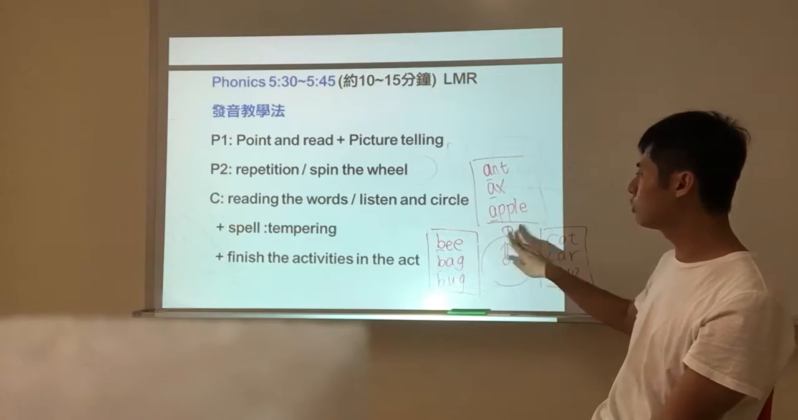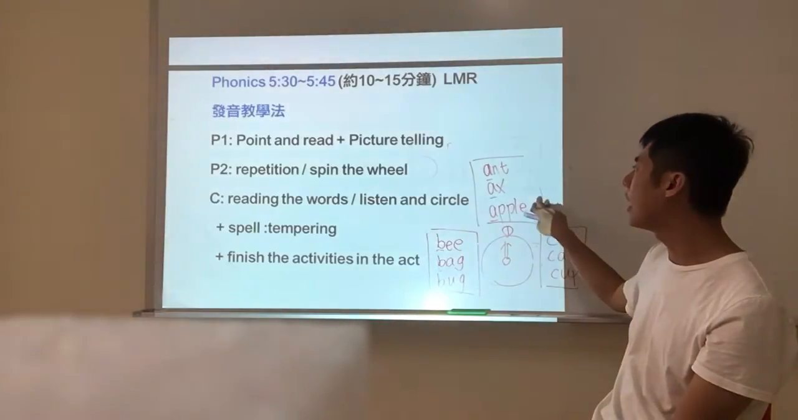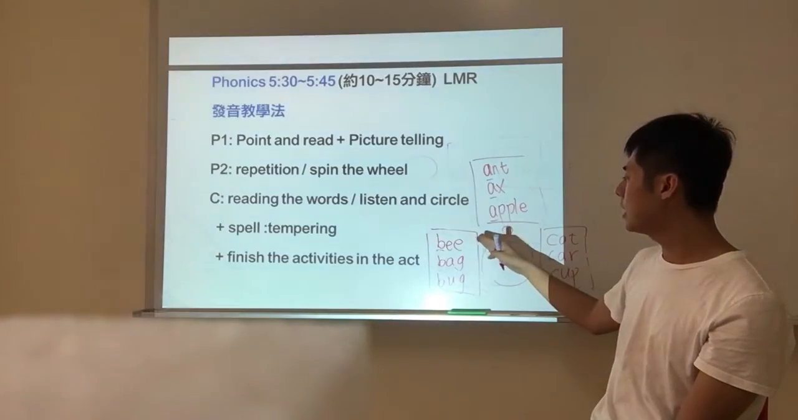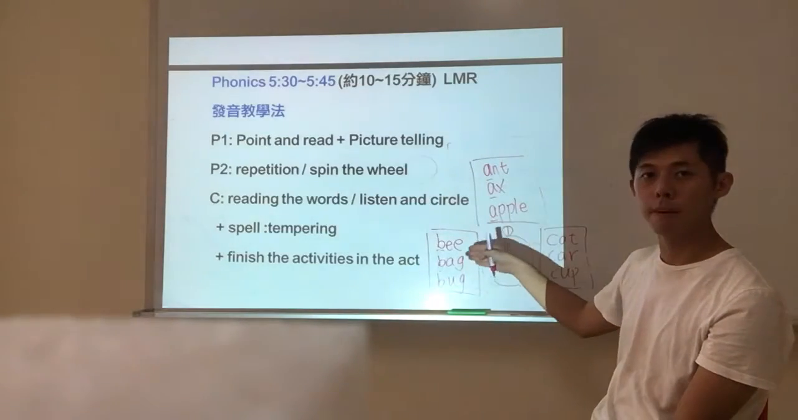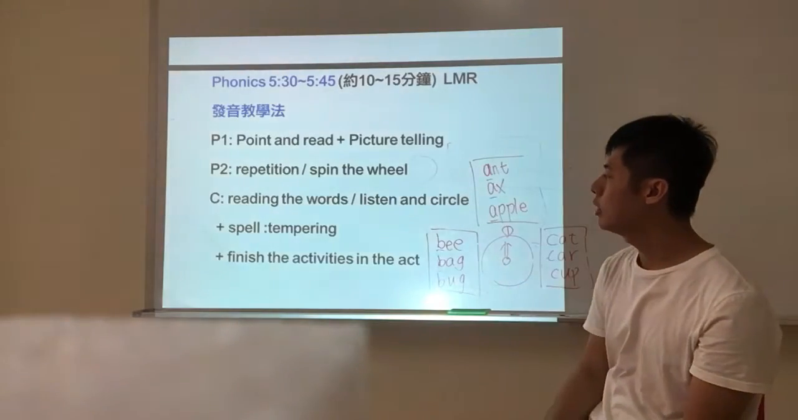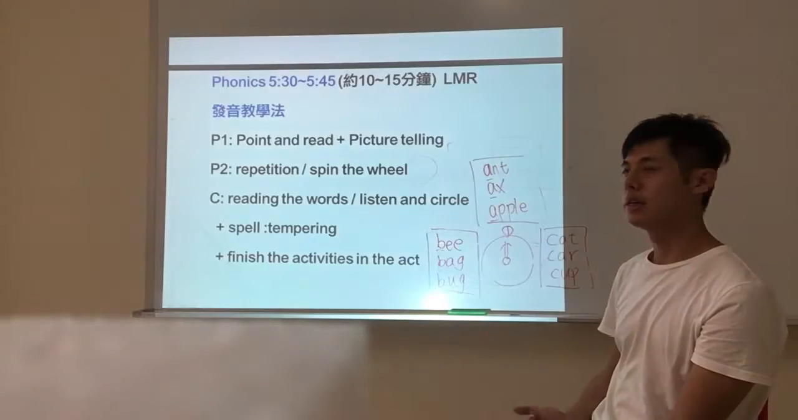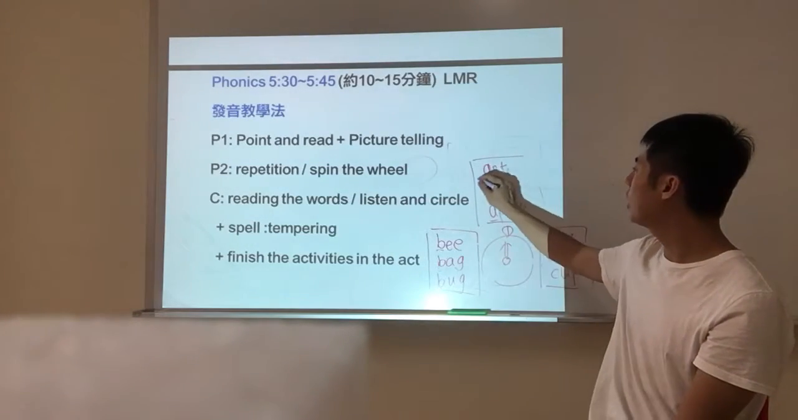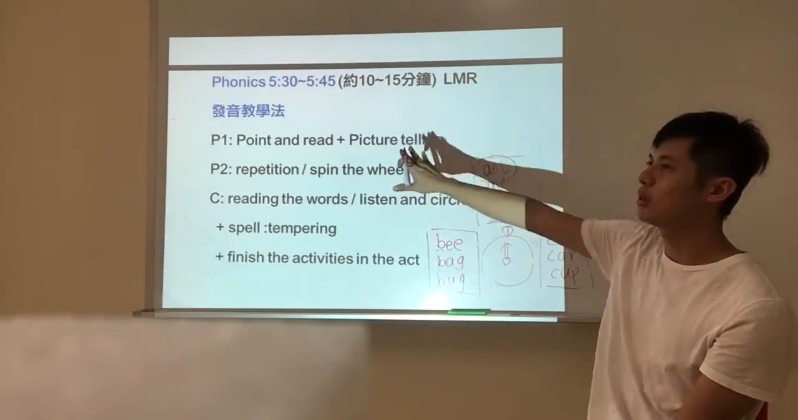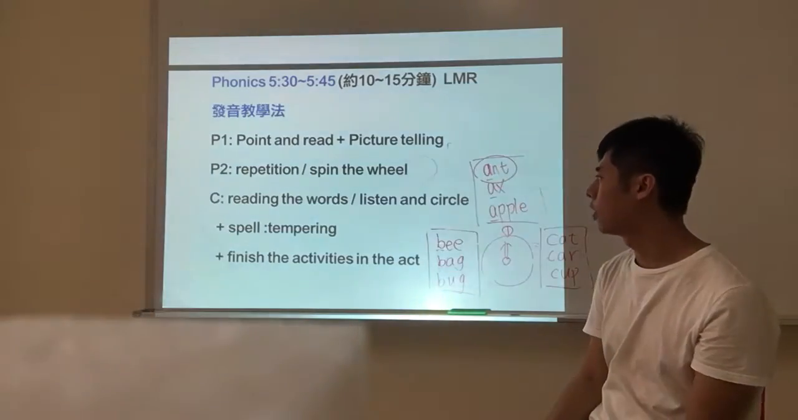So we use a wheel to spin. When you spin to A, students have to quickly read: A, apple. When you spin to B: bag, bug, B, bag. So this is called repetition, spin the wheel. Okay? And then read the words, listen, and circle. For example, if you want students to write down "ant", they have to quickly circle the words by themselves. We can order some words, write some words on the whiteboard, and ask them to touch the words.